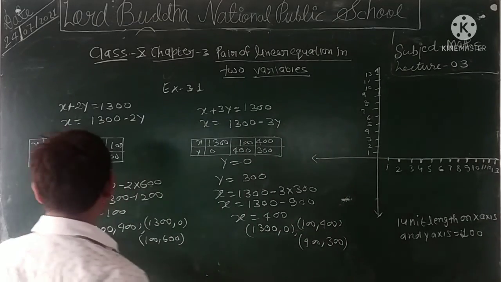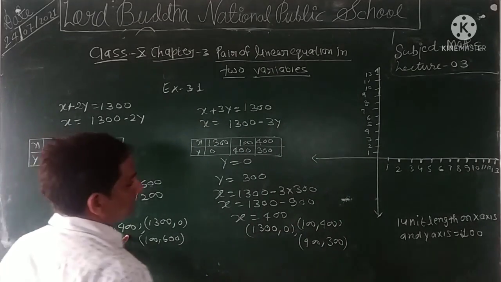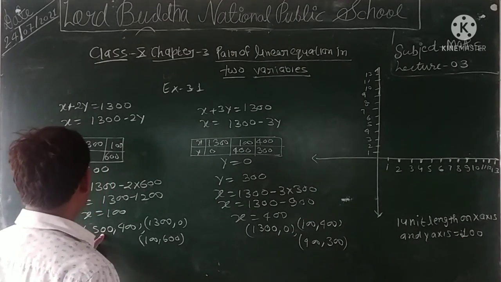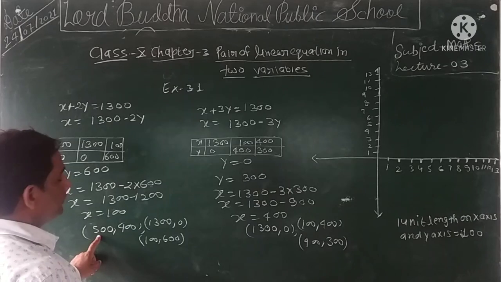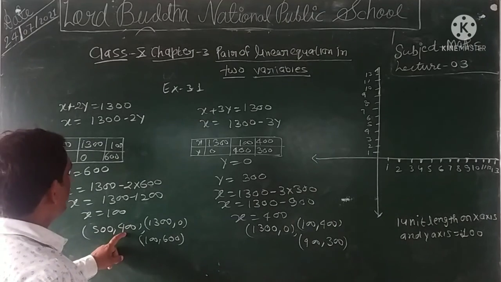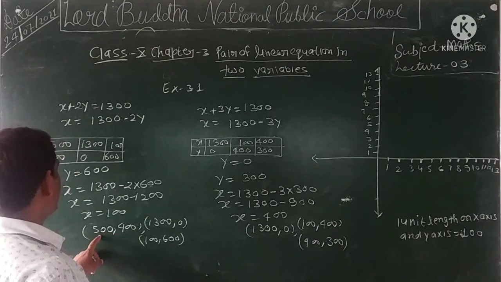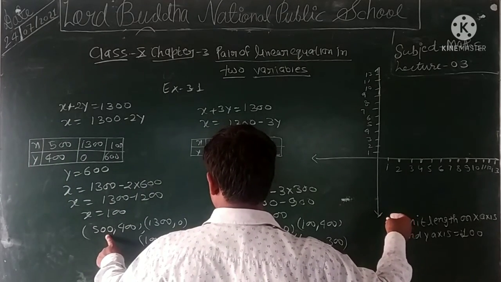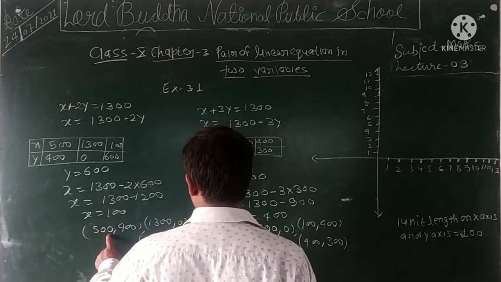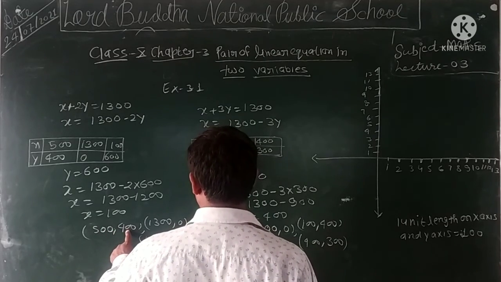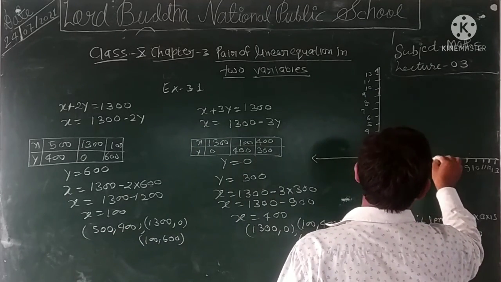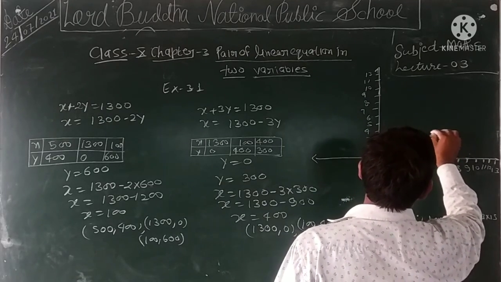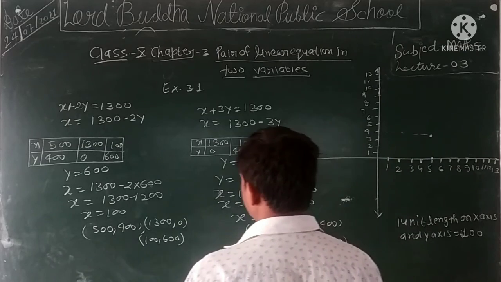Our first one is 500, 400. When we divide 500 by 100, then we get 5 units. And when we divide 400 by 100, then we get 4 units. Means on x-axis 5 units and on y-axis 4 units. This point will be here. Okay.